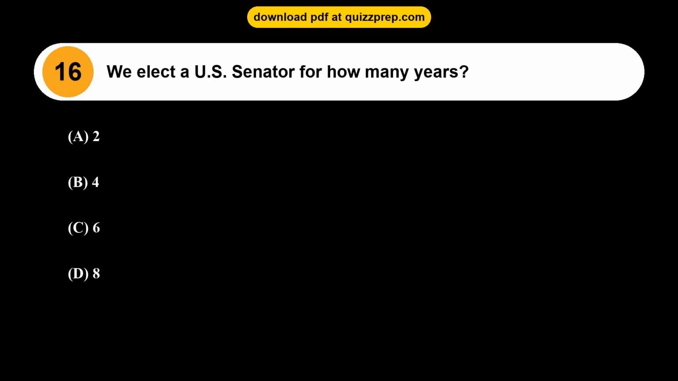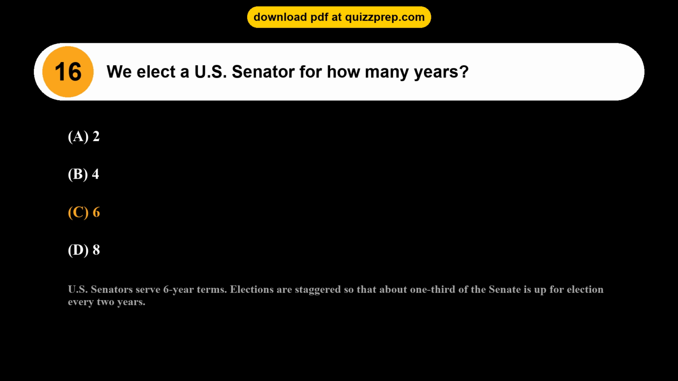Question 16. We elect a U.S. Senator for how many years? Option A, 2. Option B, 4. Option C, 6. Option D, 8. The correct answer is option C. 6. U.S. Senators serve 6-year terms. Elections are staggered so that about 1/3 of the Senate is up for election every 2 years.